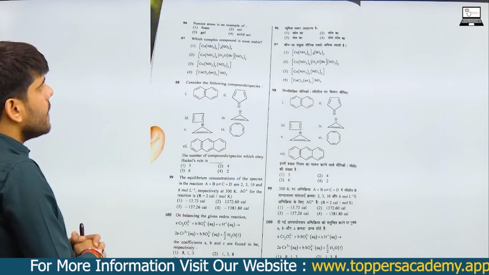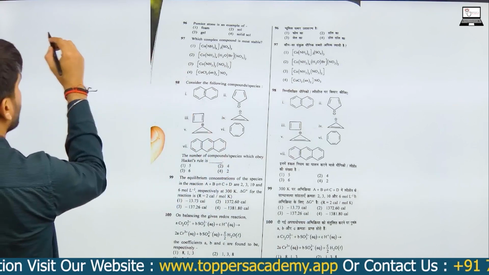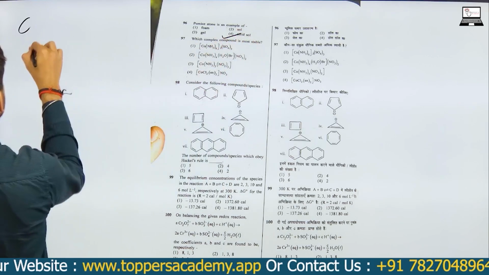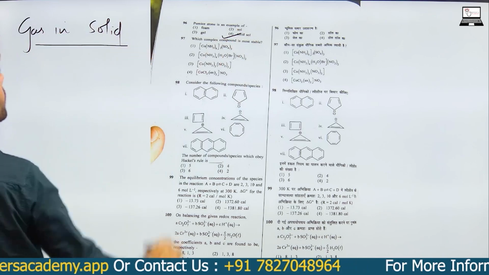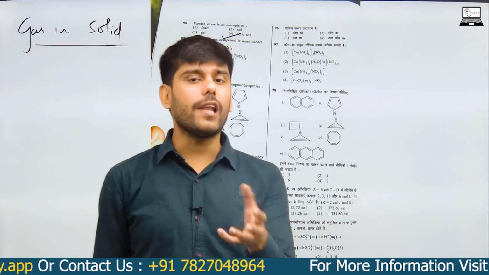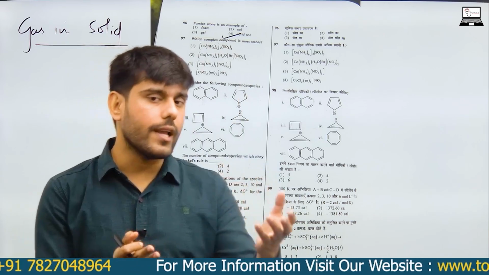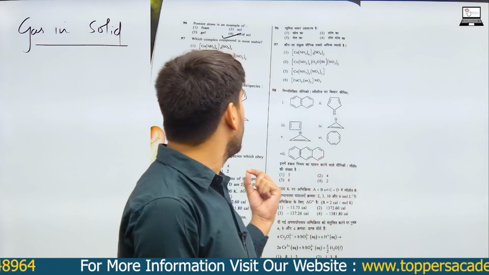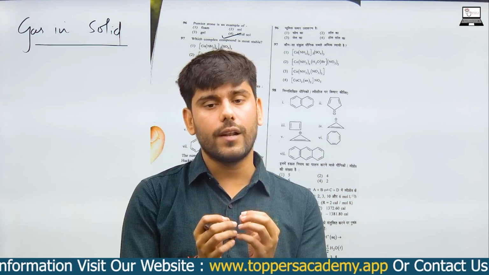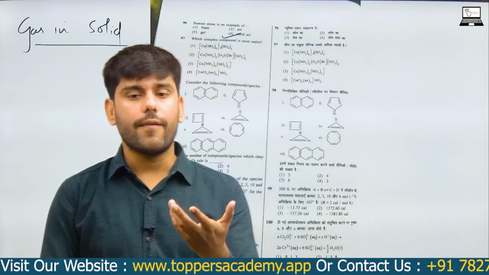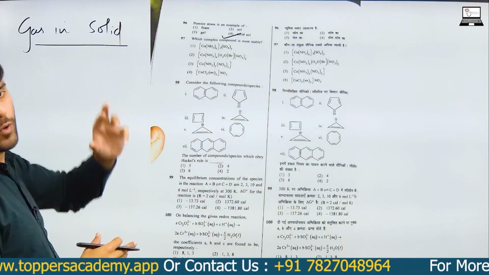Pumice stone is an example of a solid sol. Basically, it is gas in solid type. What is pumice stone? Basically, the volcanic rock. We get it after volcanic eruptions, and you know that this is solid, and when a volcano erupts, it has a lot of gases. So gases in solid is what pumice is.